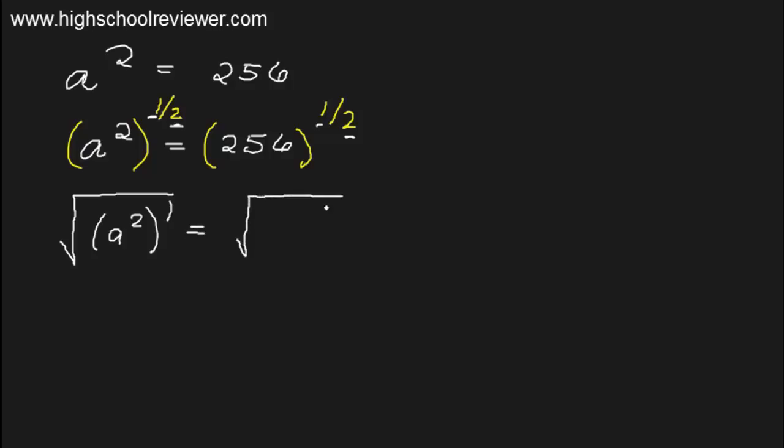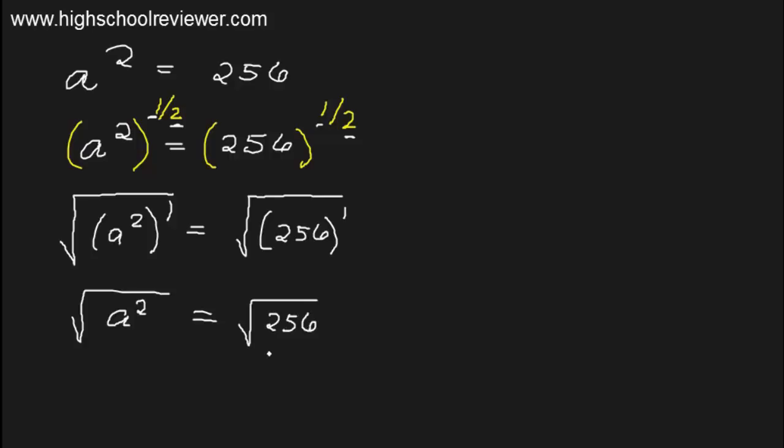And this is also equal to the square root. Our base will be 256. Our exponent will be the numerator, and that is 1. So the square root of a squared equals the square root of 256. The square root of a squared is equal to a, and we have here the square root of 256. There will be two roots, the positive and the negative. So this will be positive and negative, and the square root of 256 is 16.